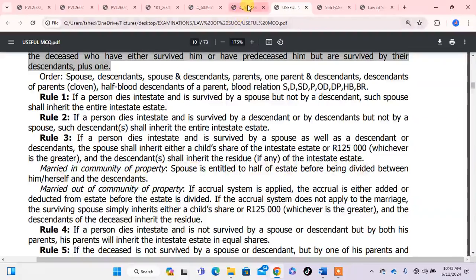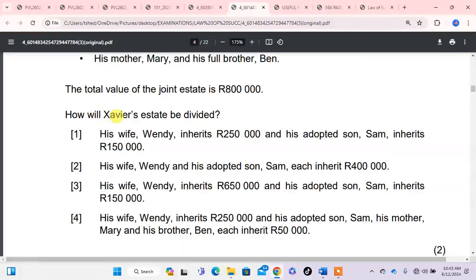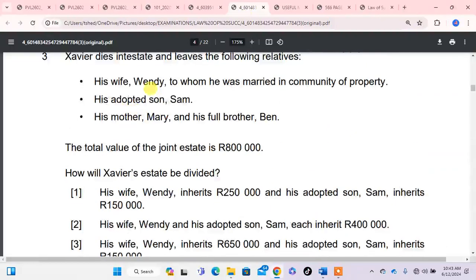Therefore, in this question, who are the descendants of Shavi? Shavi's descendants are the adopted son Sam and his wife Wendy. Wendy will take 400,000 since they are married in community of property. Therefore, 400,000 will go straight to Wendy.